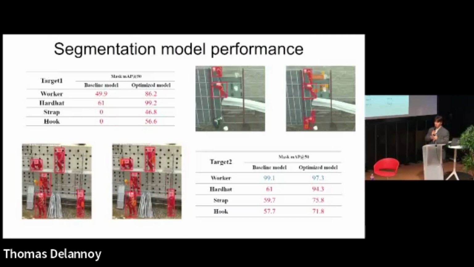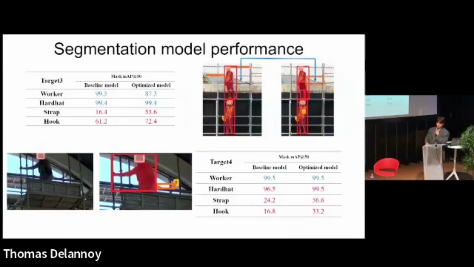In the case of target domain 1, the performance of the optimized model improved for all target classes because it is a far field situation. In target domains 2, 3, and 4, the performance of the optimized model stayed the same or decreased for the worker and hardhat classes. However, the performance of the optimized model improved for the strap and hook classes.